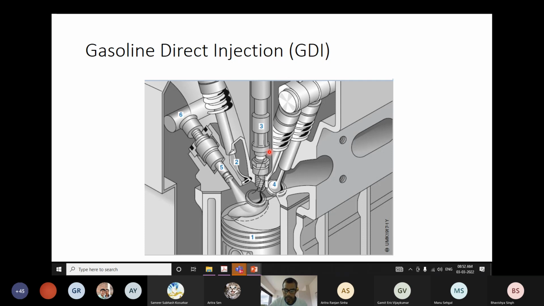But you also need to know that when you are injecting the fuel during the compression stroke, the environment in which the fuel injection takes place is completely different. The pressure and the temperature inside the combustion chamber will be very high. So the fuel injection pressure has to be much higher than when you are injecting into the intake manifold during the intake stroke, because at that time the pressure inside the combustion chamber is very low.